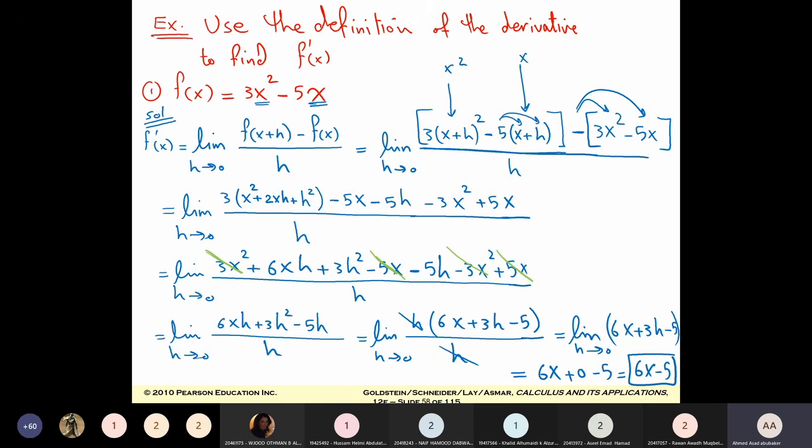So we need to do more simplification to remove h from the denominators. After that, we can substitute h equals 0. Okay. Any question?